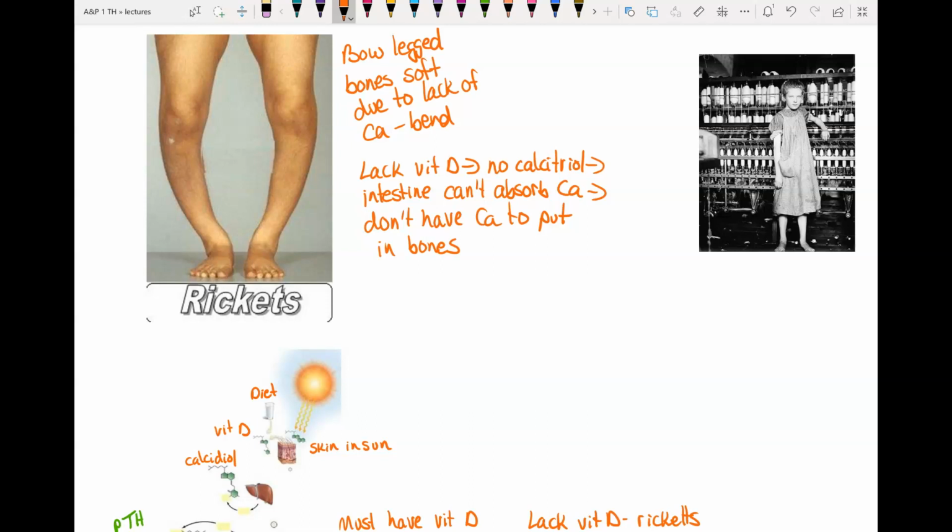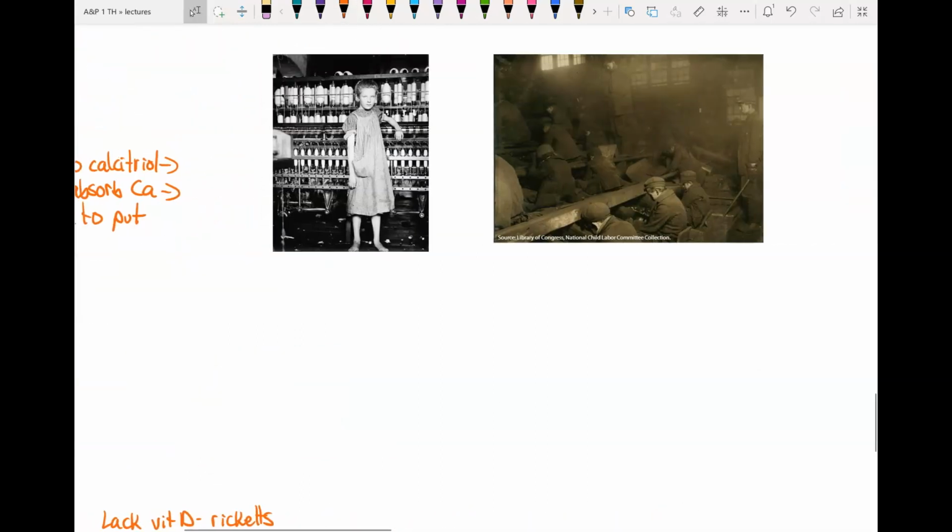So this is kind of an old-fashioned disease. It used to be common in the 1800s. In the 1900s, it all but went away. But now it's kind of making a comeback. So if we look a little bit at history and see what's going on with this. In the 1800s, rickets was common.